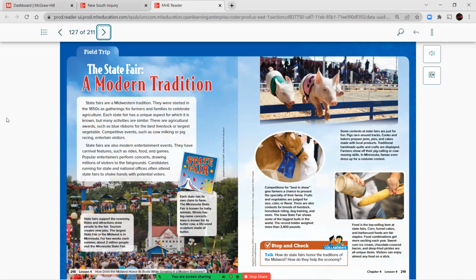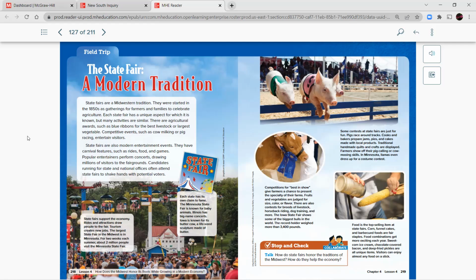A modern tradition. State fairs are a Midwestern tradition. They were started in the 1850s as gatherings for farmers and families to celebrate agriculture. Each state fair has a unique aspect for which it's known, but many activities are similar. There are agricultural awards such as blue ribbons for the best livestock or largest vegetable. Competitive events such as cow milking or pig racing entertain visitors.